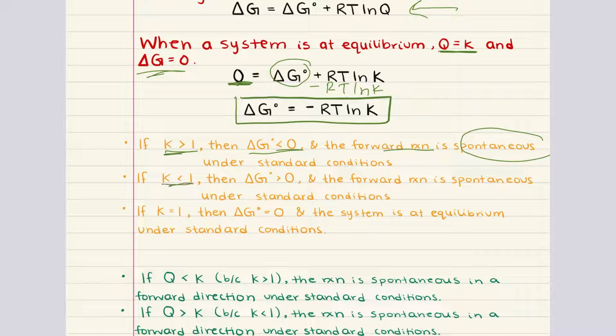If K is less than 1 and delta G naught is greater than 0, this indicates that the forward reaction is not spontaneous under standard conditions and the equilibrium position favors the reactants. When K is equal to 1 and delta G naught is equal to 0, this indicates that the system is at equilibrium under standard conditions, so there is no net favoring of reactants or products.